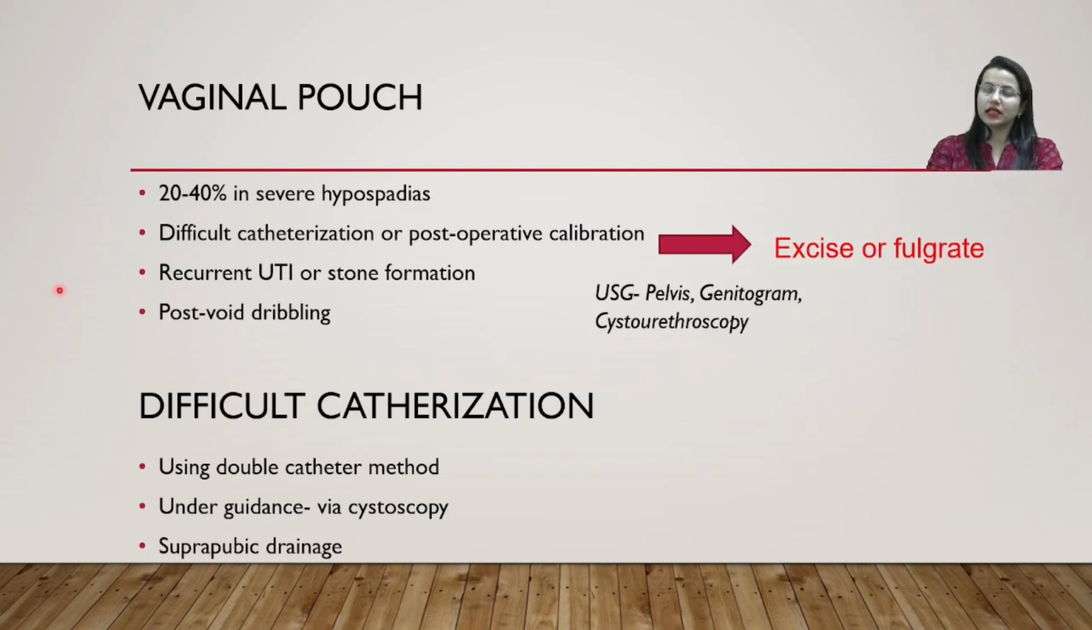Now, a vaginal pouch is seen in around 20 to 40% of cases of severe hypospadias, not just DSDs. It is usually difficult to catheterize such patients, so we can utilize the double catheter method, or go for cystoscopy-guided catheterization, or at times we may need to drain the bladder suprapubically. It is advisable to remove the vaginal pouch whenever it's there, because otherwise they will have recurrent UTI or stone formation, and at times post-void dribbling. The vaginal pouch we have already seen in the previous slide. It could be appreciated upon genitograms or cystourethrograms.